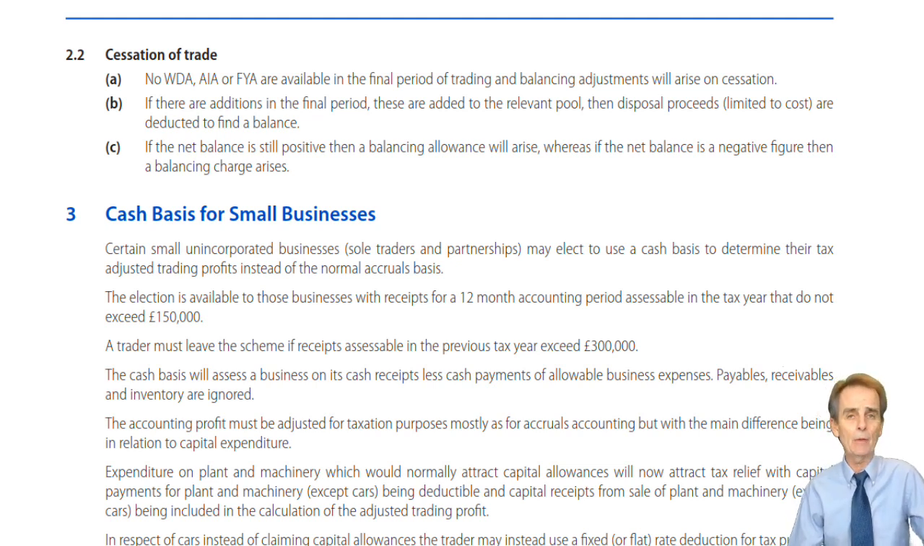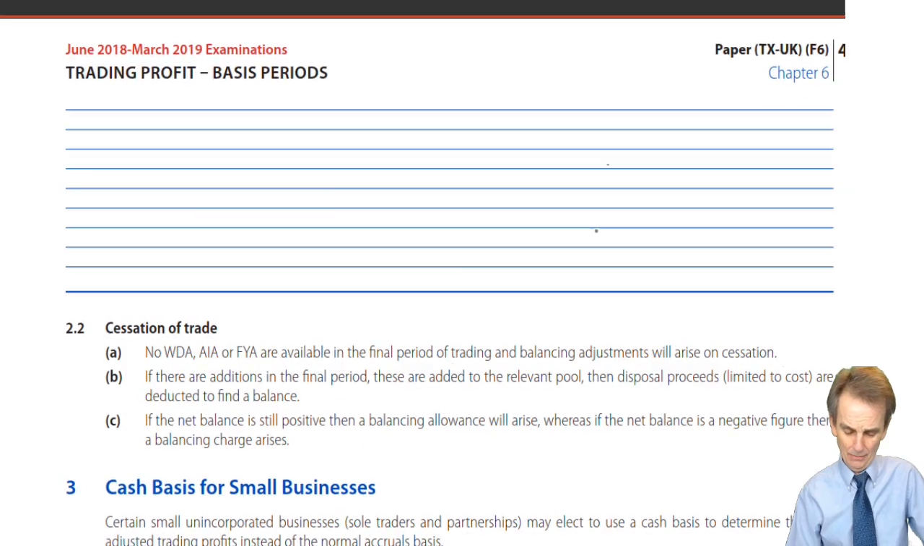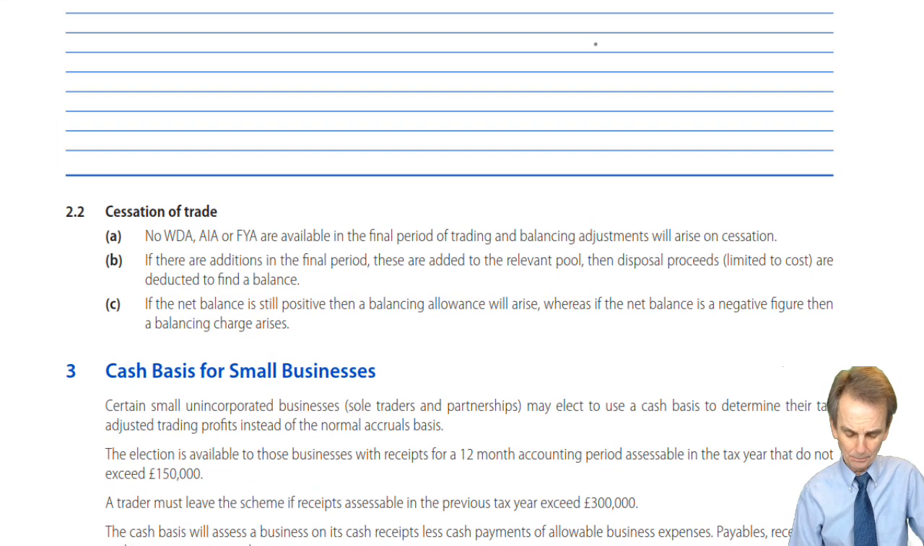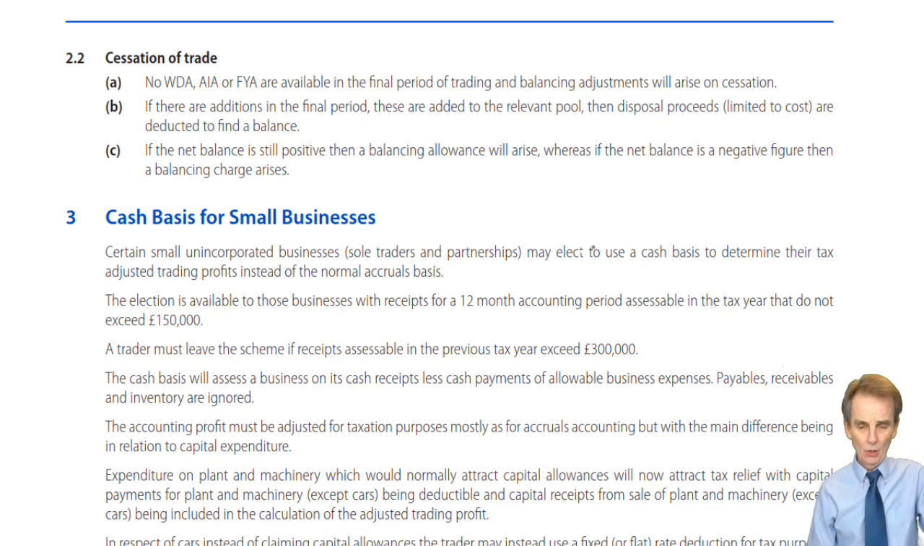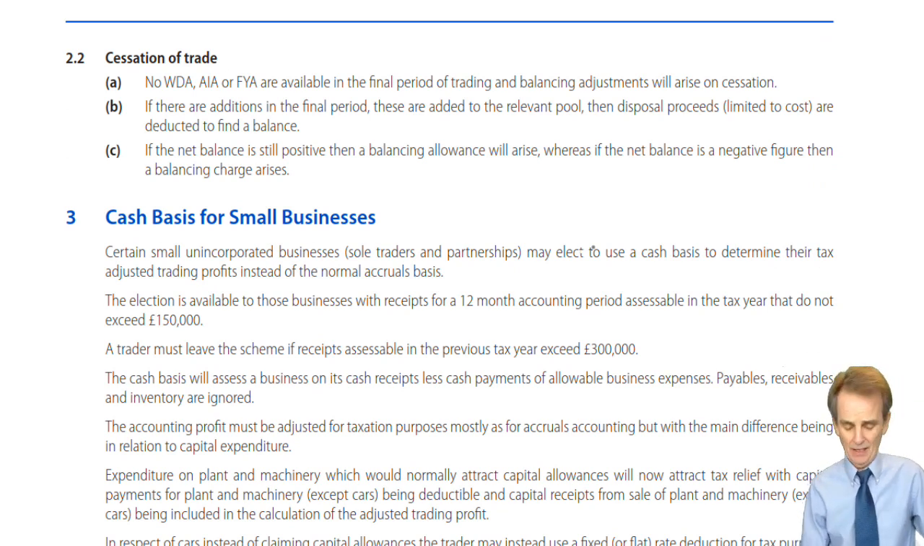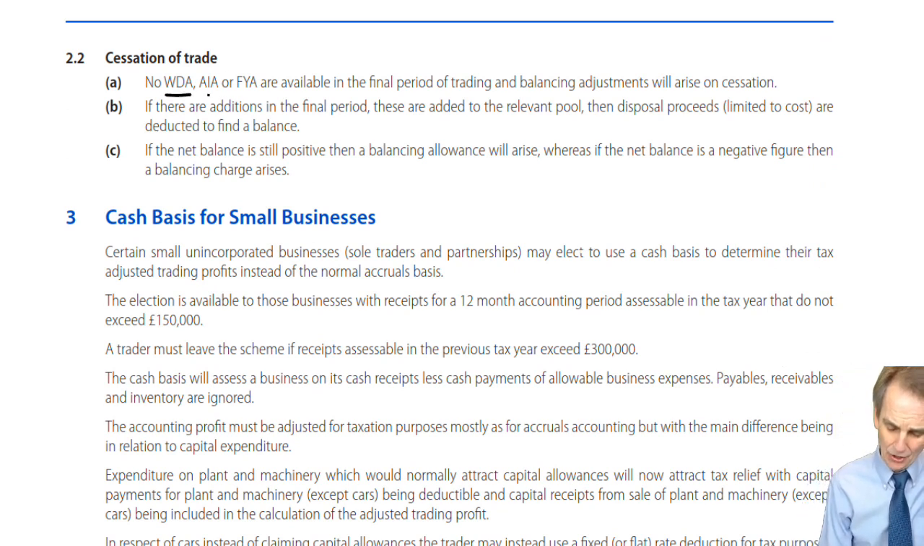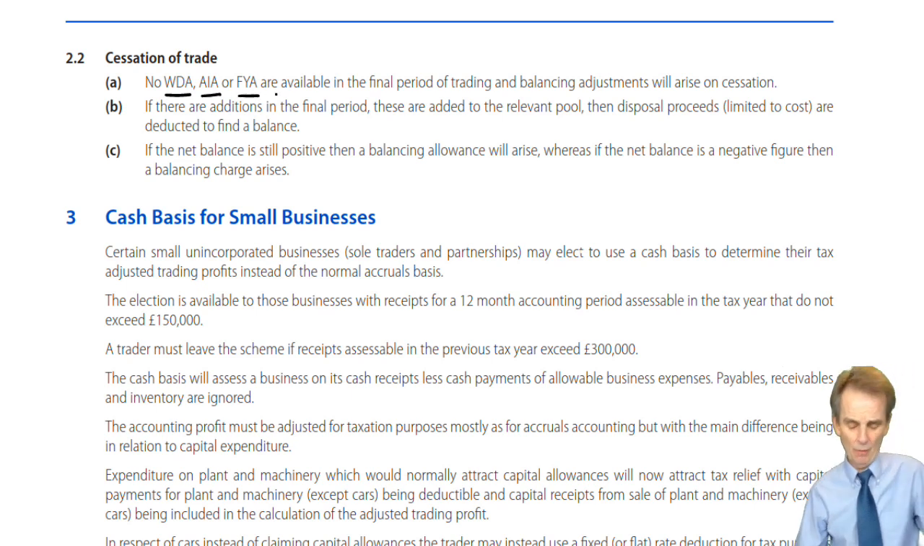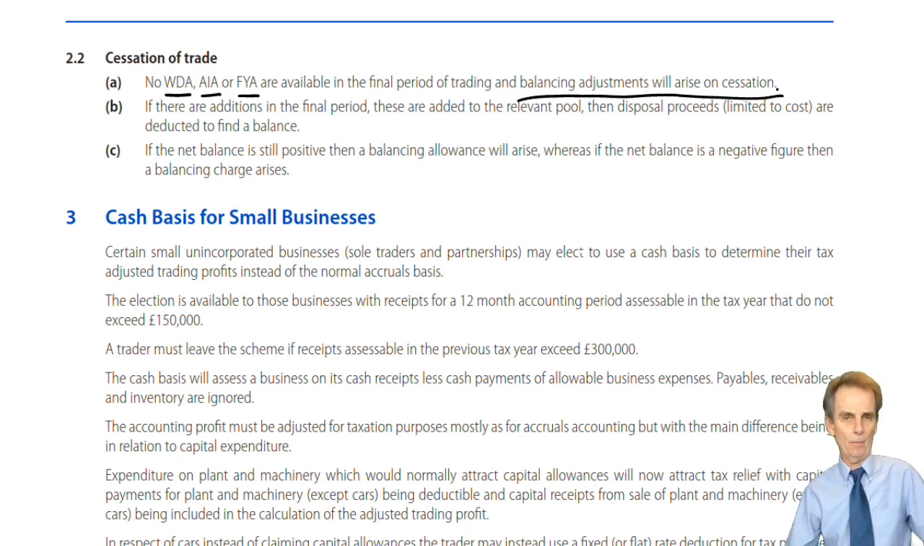Now, I hope that you remember how we dealt with that in Chapter 5, where, as it says here in your note, halfway down page 45, on cessation of trading, all your normal stuff goes. There is no writing down allowance, there's no AIA, there's no FYA. None of those are available in the final period of trading. And all we do is to compute final balancing adjustments on cessation, where we deduct the sales proceeds from the then tax written down value.